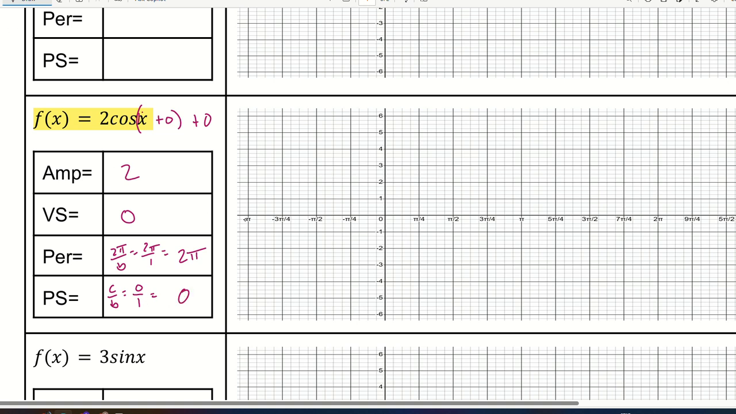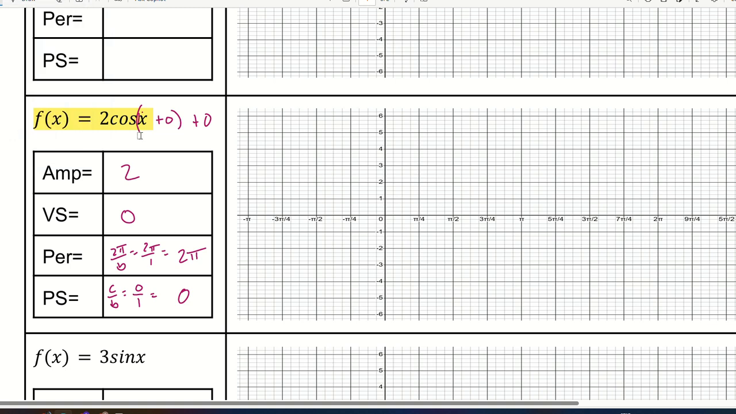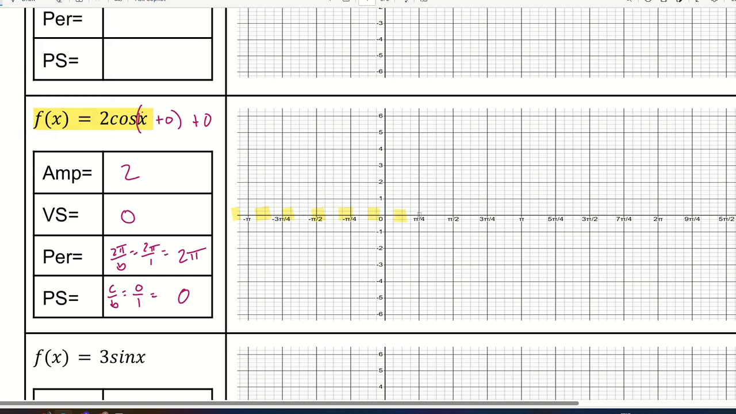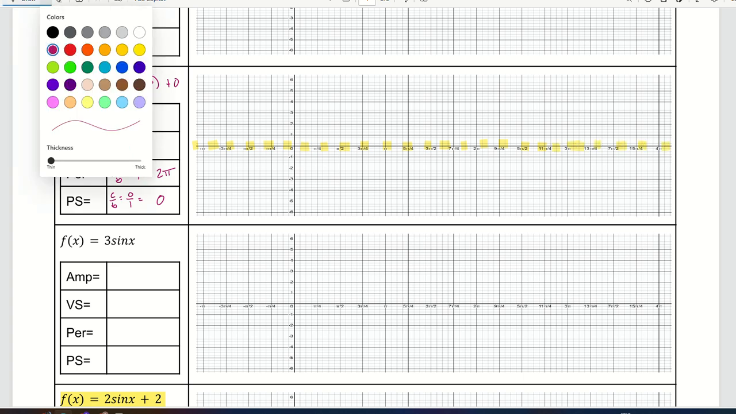Cool. So let's draw our vertical shift. I'm going to do it via highlighter like we did in, our vertical shift is at 0, so this is where our midline is, right at 0. I wish it was even thinner than that. Let me zoom out. And then from there, I'm going to add my points.